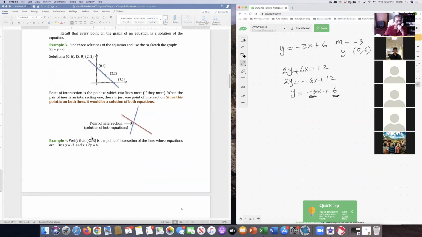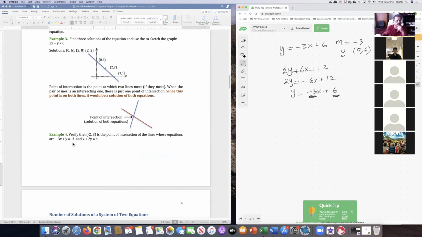Now, this problem says verify that (-2, 3) is the point of intersection of the lines whose equations are 3x + y = -3 and x + 2y = 4. I can verify that (-2, 3) is a point on the first line by simply plugging in. If it satisfies that equation, then it's going to be on the graph.